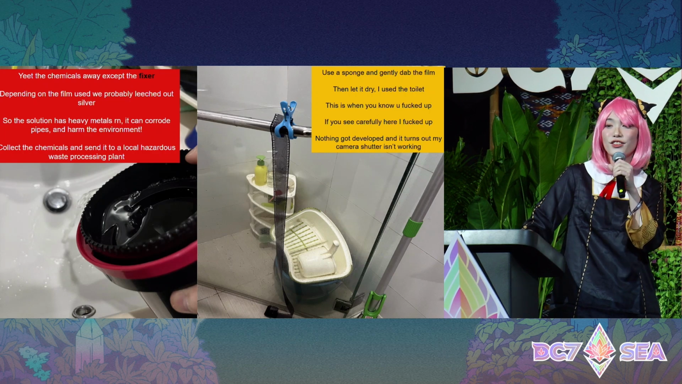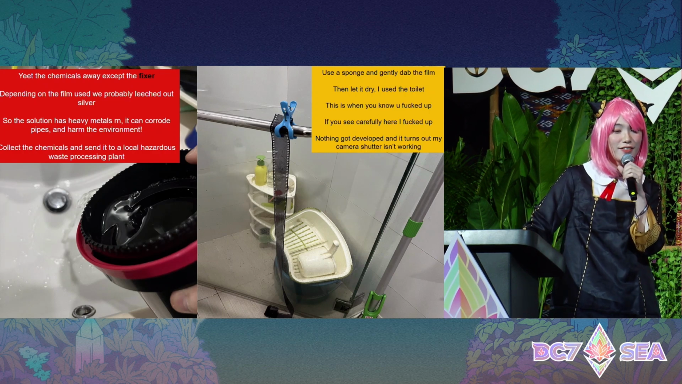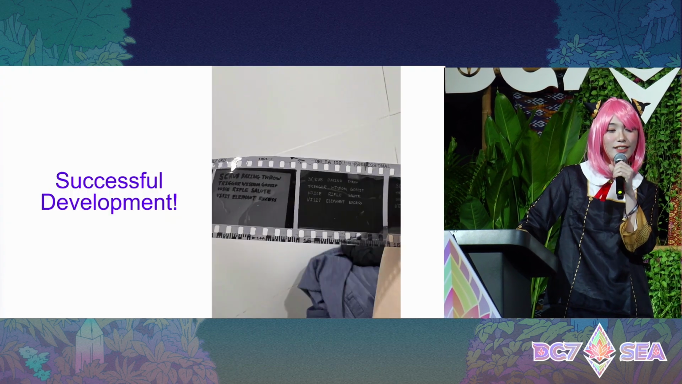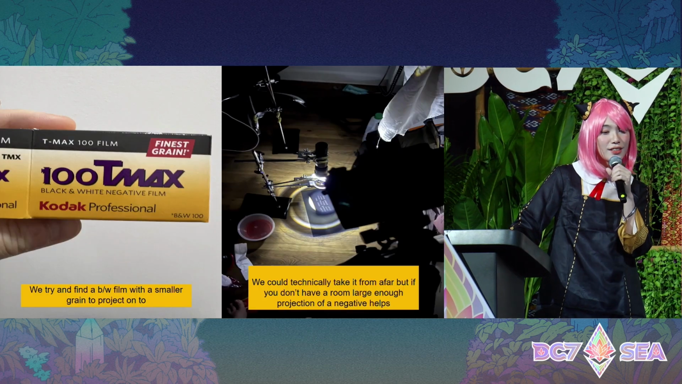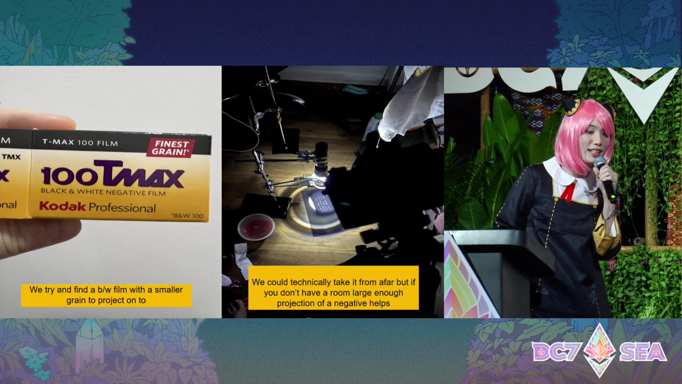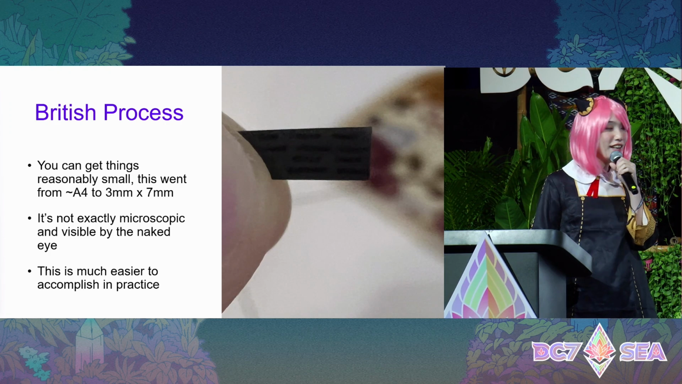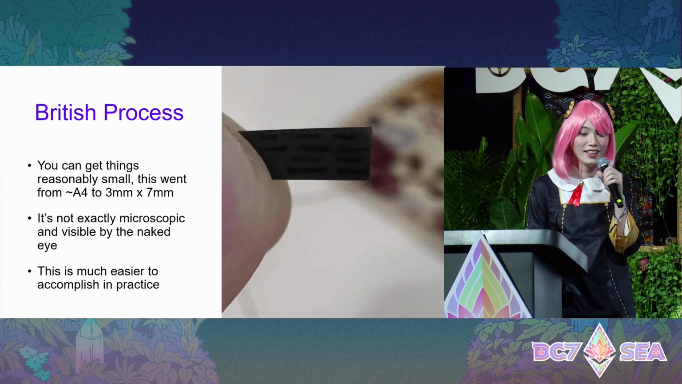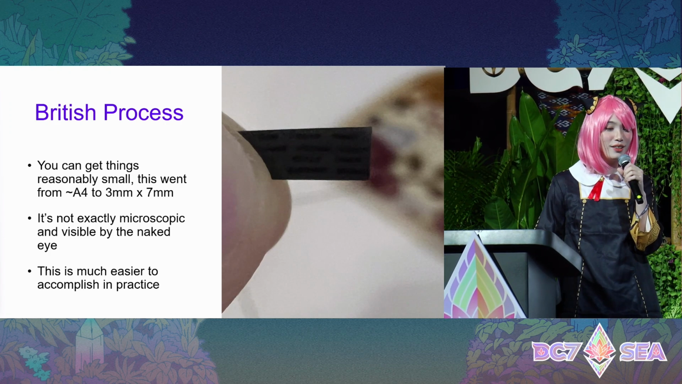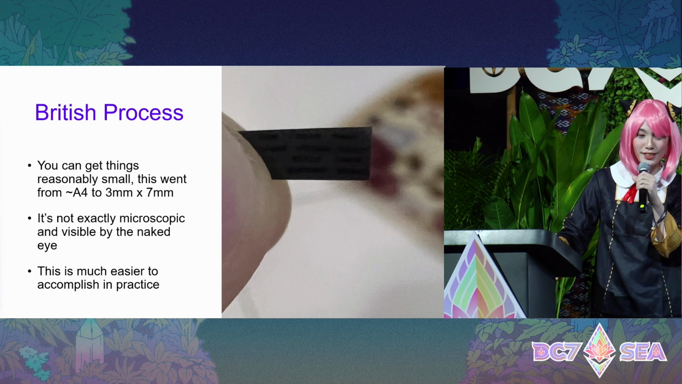Yeah, it will probably corrode my pipes in the worst case, but I might have caused some environmental hazards. Yeah, so the next process, you take the photo again, and then ta-da, you have this tiny little boy over here. And so this process where you retake the photo again is called the British process.